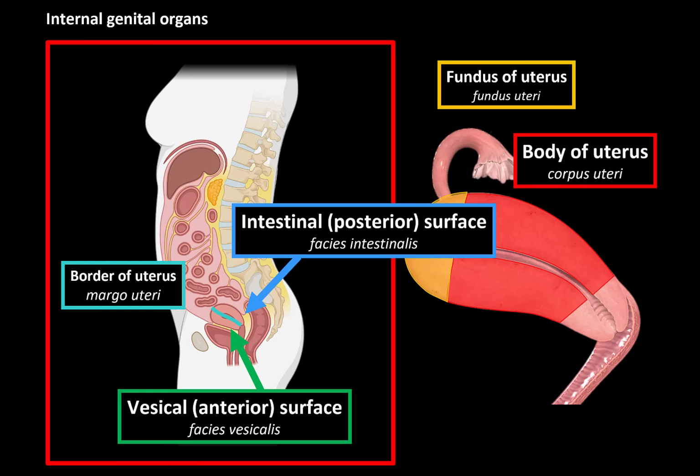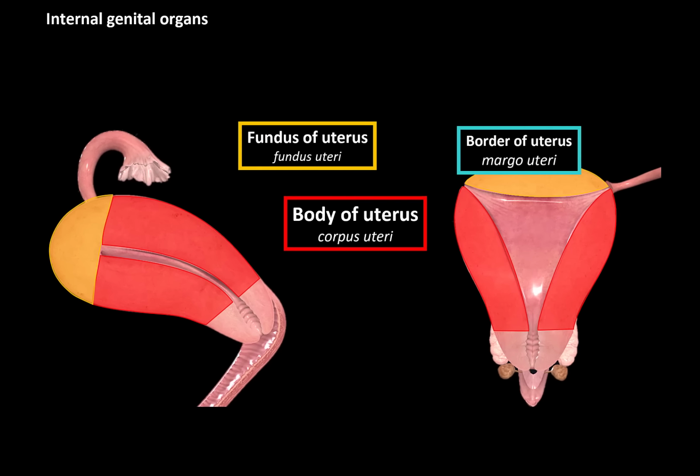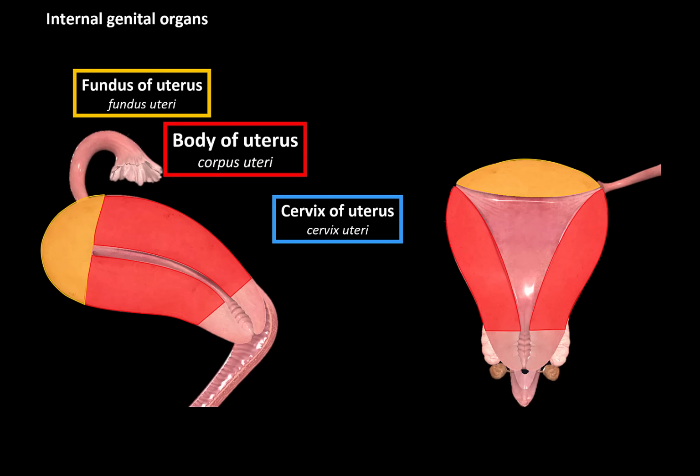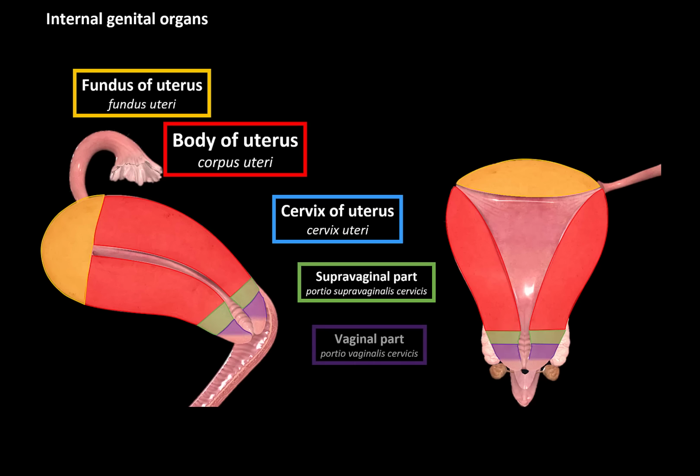What separates these 2 surfaces is the border of the uterus. This border is where the broad ligament of the uterus is attached. Another part of the uterus is called the cervix of the uterus. This is the cylindrical part of the uterus. The lower part of it lies in the vagina, and the upper part of it is above the vagina. That means that we can subdivide it into the supravaginal part and the vaginal part. Other things we can see here are the uterine horns, which are paired structures through which the uterine tubes enter the uterus. It's pretty straightforward, isn't it?